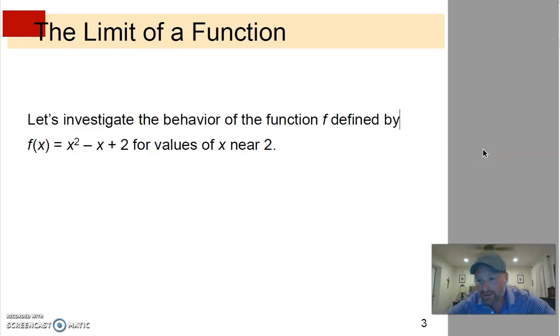How's it going, everybody? Today we're going to talk about the limit of a function. In this, we'll begin for our class in chapter 2.2. So first off, we're going to start by investigating the behavior of a particular function.